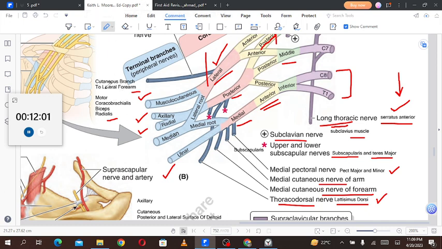Okay, so there are three muscles: coracobrachialis, biceps, and brachioradialis. So these are the three muscles which are being supplied by the musculocutaneous nerve, and the big one is biceps. Remember, the biceps is being supplied by the musculocutaneous nerve, and the cutaneous branch is to the lateral forearm from the musculocutaneous nerve.